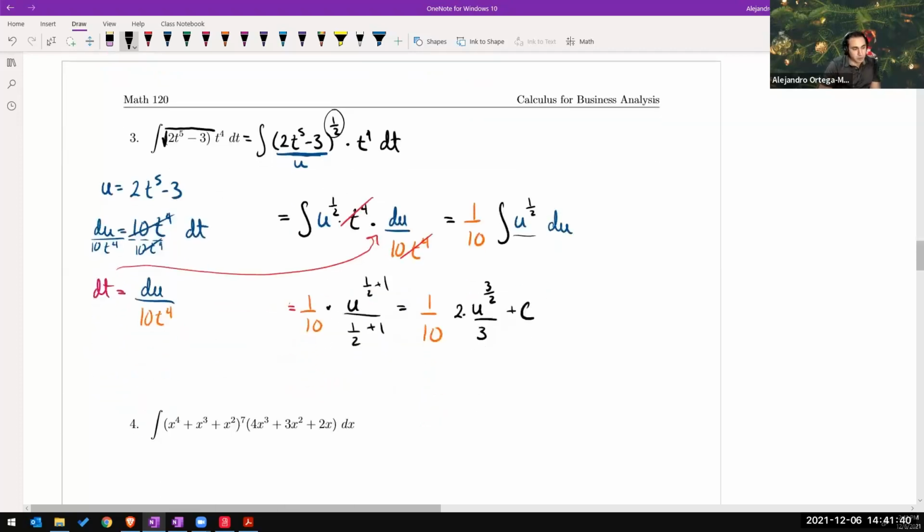Now we are done. This is the integral, but it's in terms of u. So we just go back to the x's. So this is 1 over 10 times 2/3 times the u, which was 2t to the 5th minus 3, raised to the 3/2 plus c.